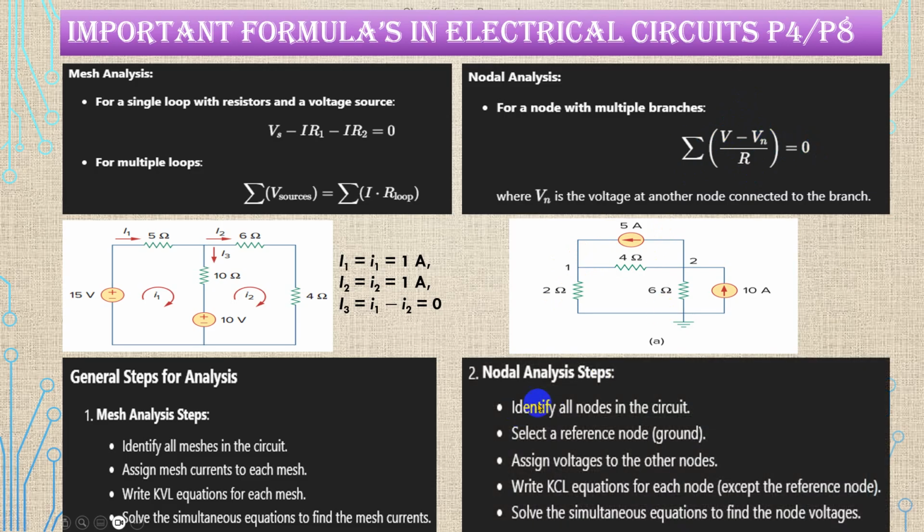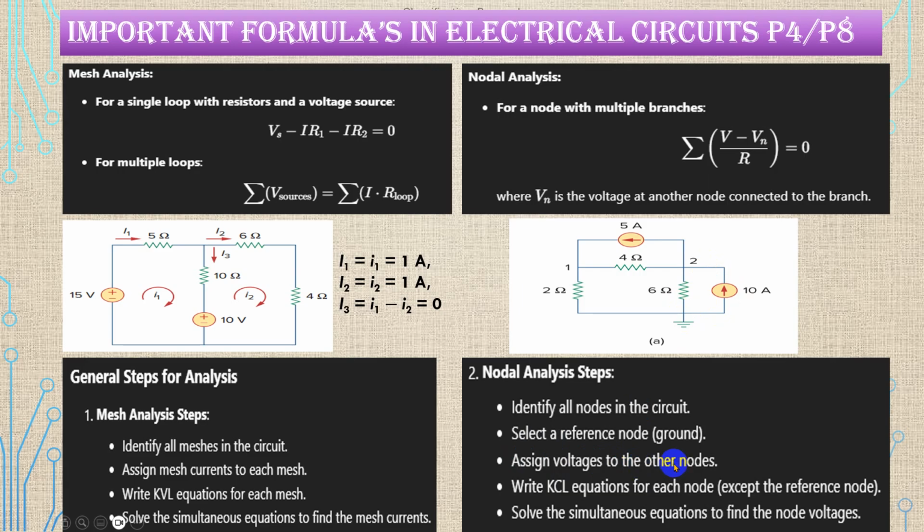We'll see step by step. Identify all nodes in the circuit. So 1, 2, 3 nodes are there. And select a reference node or ground node. So maximum nodes are connected to this point with maximum elements. So this is your reference node we are connecting. Sometimes the reference node is given also, or you can assume the node with the maximum elements connected, or where the currents are leaving from that node. That will be accepted as a reference node.